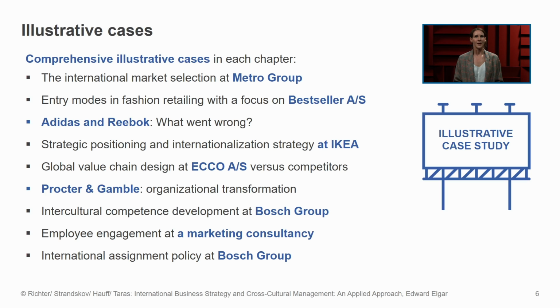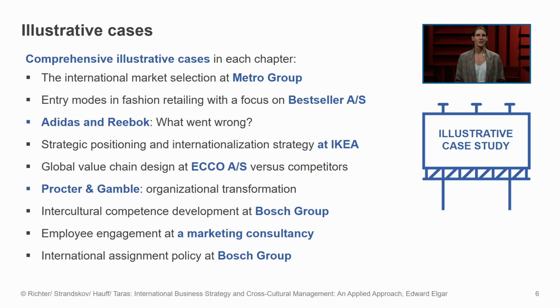That is, we have the Metro Group as an example of a best practice for international market selection. We talk about the entry mode selection of a fashion retailer that is Bestseller, having several brands quite well known all over the world, such as Vero Moda, Jack & Jones. We look at the partnership, the merger and acquisition of Adidas and Reebok, and discuss what went wrong in the partnering, because you might have heard that they have recently split up.